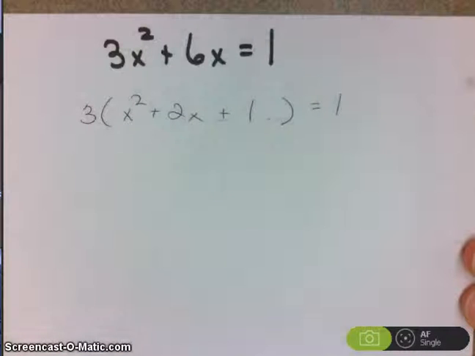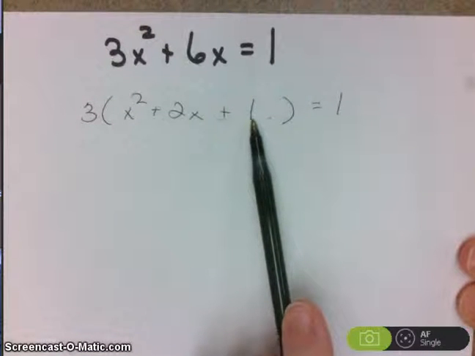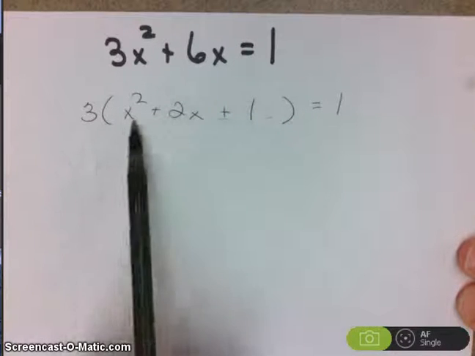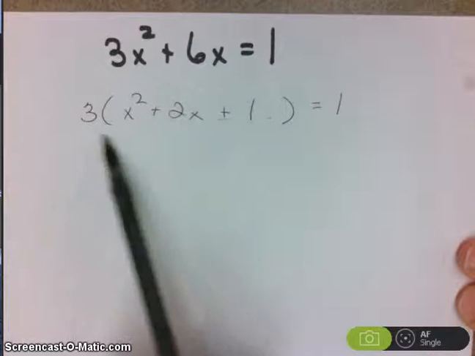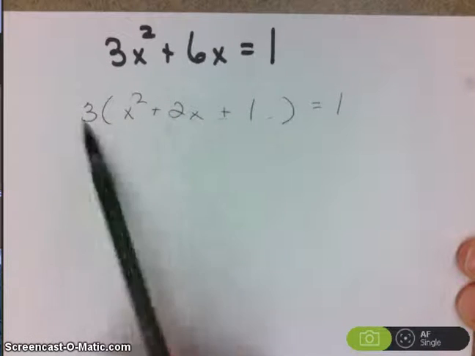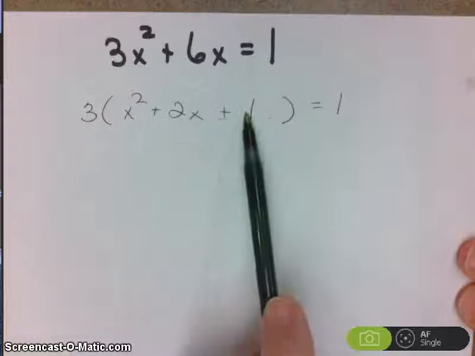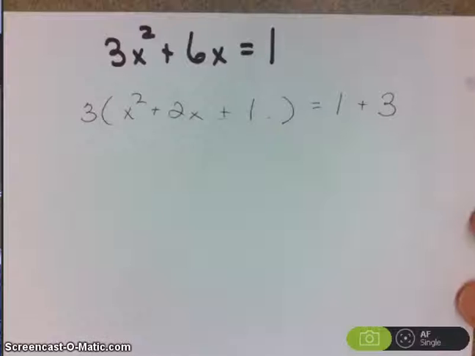I would like you to remember that we did not just add 1 to this side, did we? What did we add? Okay, this is not x squared, it's 3x squared. This is not 6x, this is not 2x, it's 6x. And this is not 1, it's 3. And since we added 3 to this side, we have to add 3 to that side.